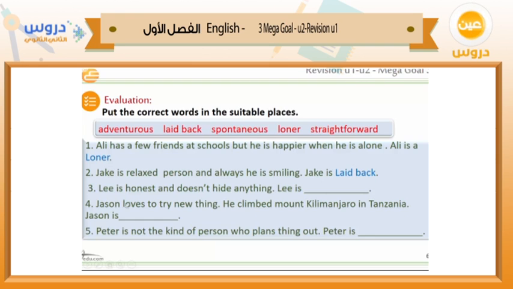Laid back. Jack is laid back. Number 3. Lee is honest and doesn't hide anything. So Lee is what? He is straightforward. Number 4. Jason loves to try new things. He climbed Mount Kilimanjaro in Tanzania. So Jason is what? He is adventurous. Next, 5. Peter is not the kind of person who plans things out. Peter is what? Spontaneous.